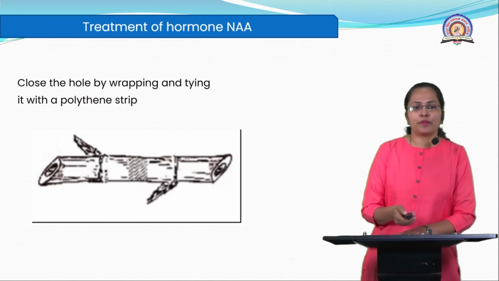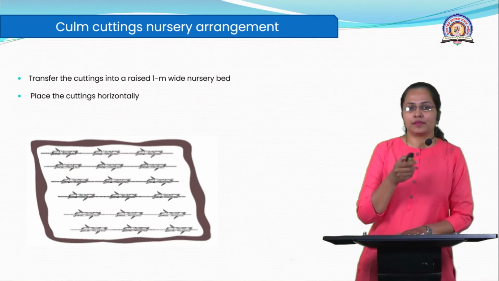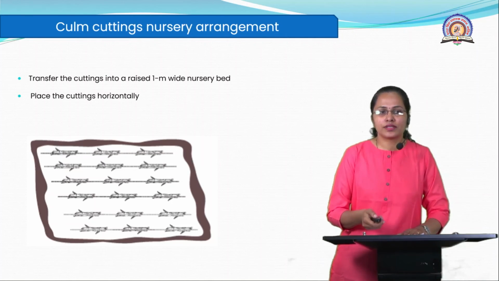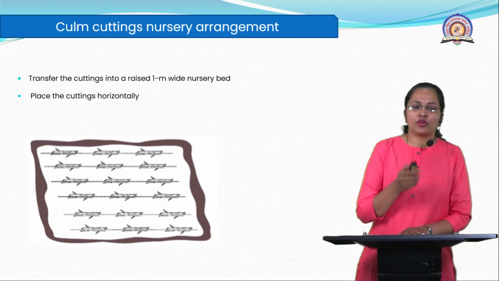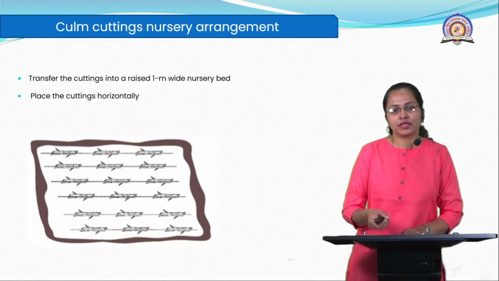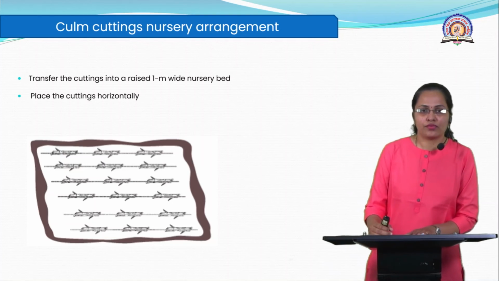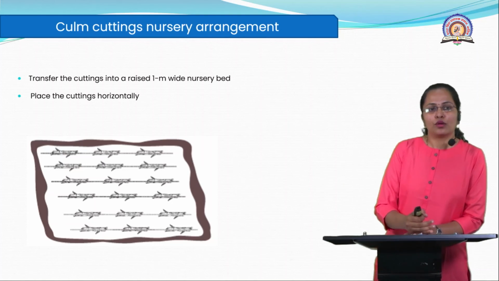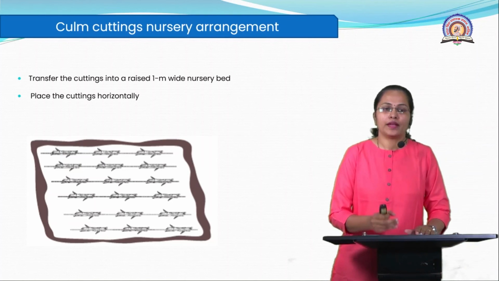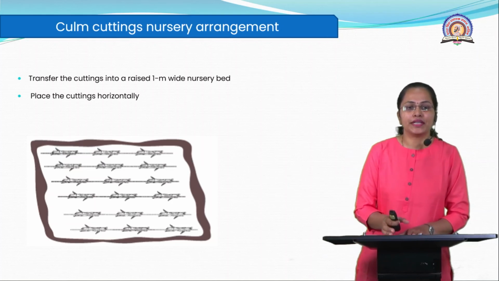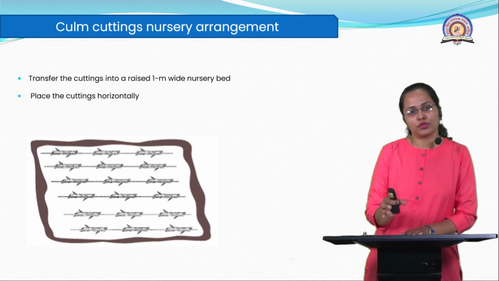And after wrapping, we have to place that cutting into the nursery bed. Again, at the time of placing this cutting into the nursery bed, we have to keep in mind the bud should be facing towards the sun, not towards the soil. And we have to place these cuttings in horizontal position only.